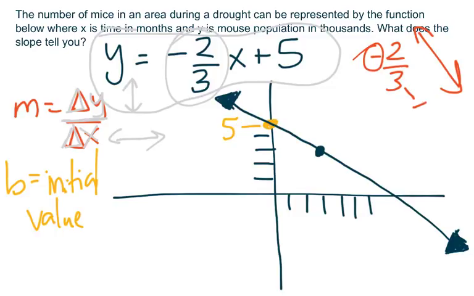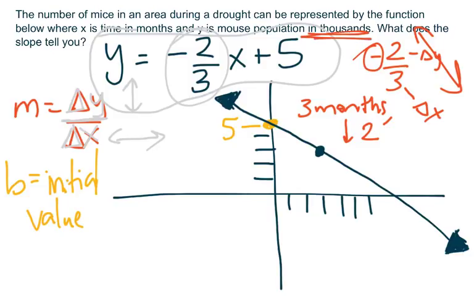And then 3 represents the change in x, while 2 represents the change in y. And so that tells us that for every 3 months, the population of mice will decrease by 2 units of population, which in this case is 1,000. So every 3 months, there will be a decrease of 2,000 mice. So really the slope is telling us how quickly the values of this function are increasing or decreasing, and in this case specifically, it is a decreasing function.